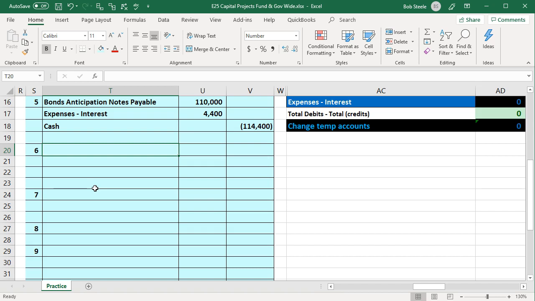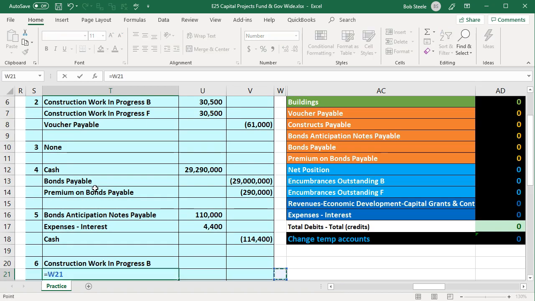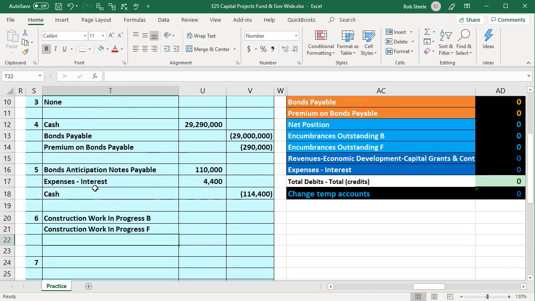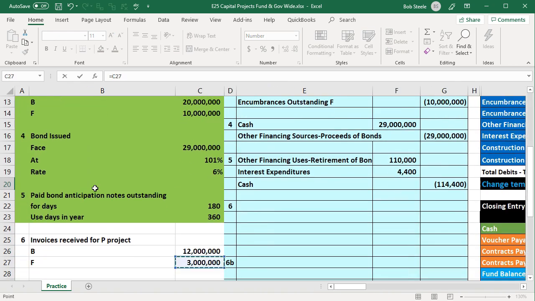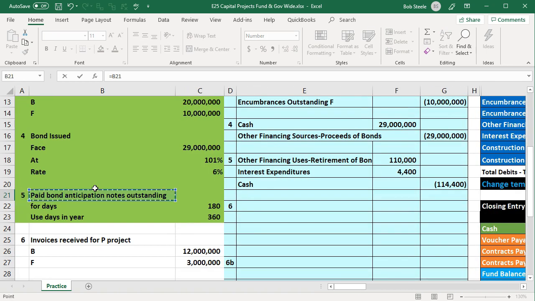So we got an invoice for the project of the building. We're going to put it into work in process as the building is being constructed, work in process B, and then we'll also debit the work in process for F. And then we'll pick up those 2 amounts, which is going to be equal to, scrolling back to the left, the amount of the 12. And then right underneath it, we're going to say equals, scrolling back over and pick up the amount of the 3.